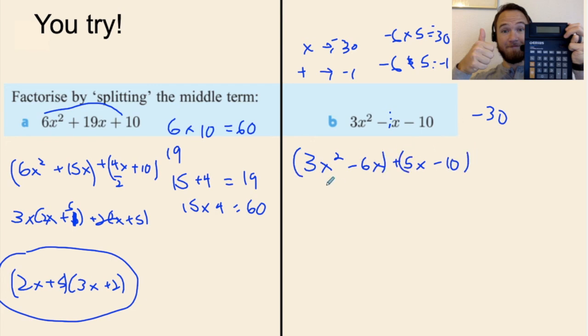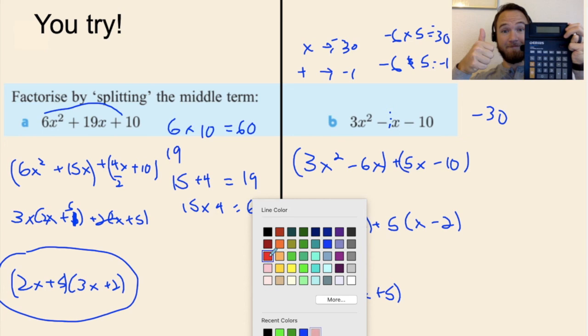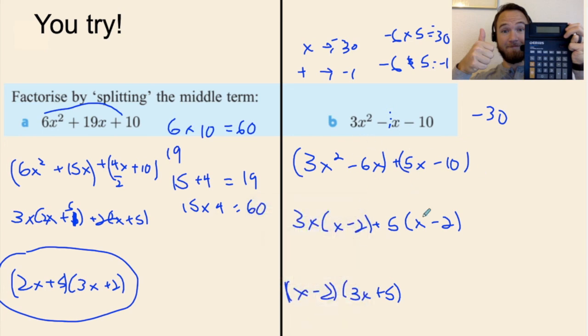Group them and factor out. So out of here, we can take a 3x. We're left with an x minus 2. Out of here, I can take a 5. And I'm left with x minus 2. And boom, we can see it's going to be x minus 2 and 3x plus 5. I want to do this one again, and I want to just order these differently.